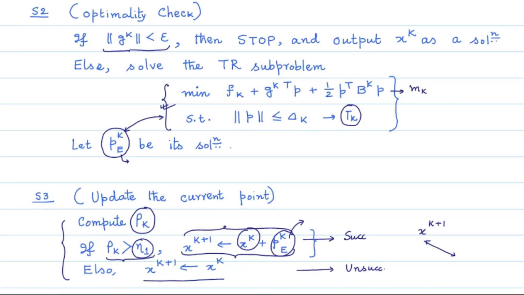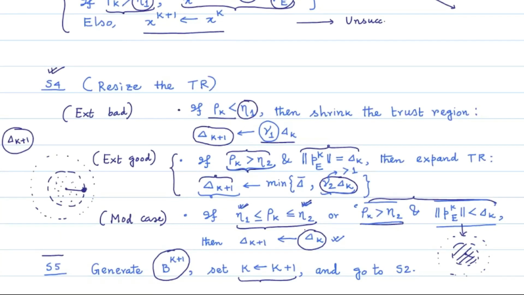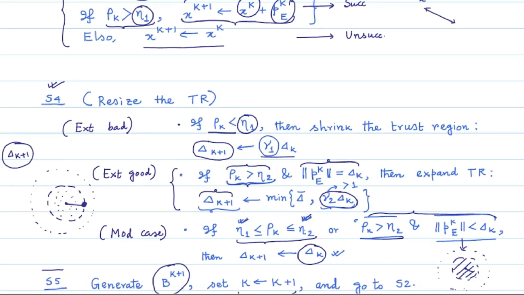If yes, then stop and provide xk plus 1 as your solution. But if it is not less than epsilon, we move forward as we have done in the previous step. In this way we keep continuing the step calculations until we get a point at which the norm of gk is less than epsilon. This is the general structure of a trust region algorithm.